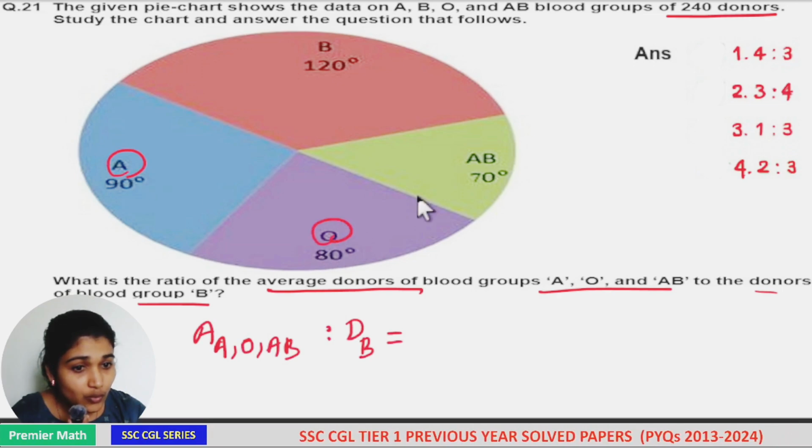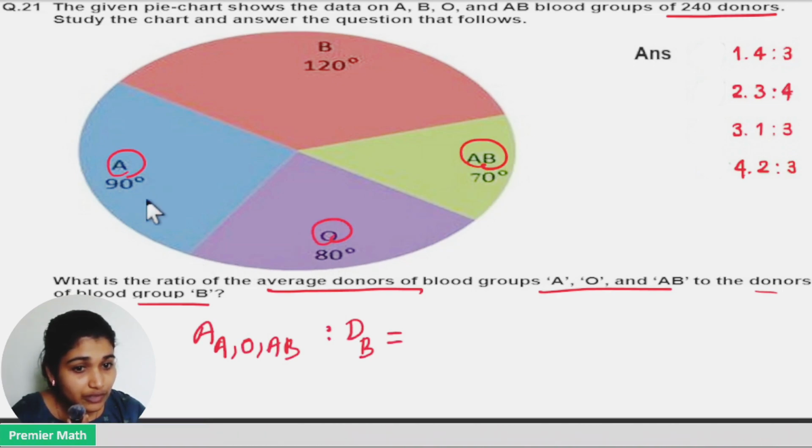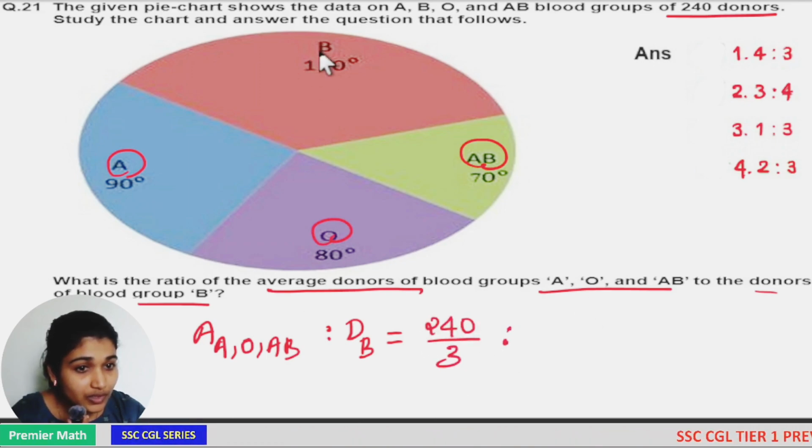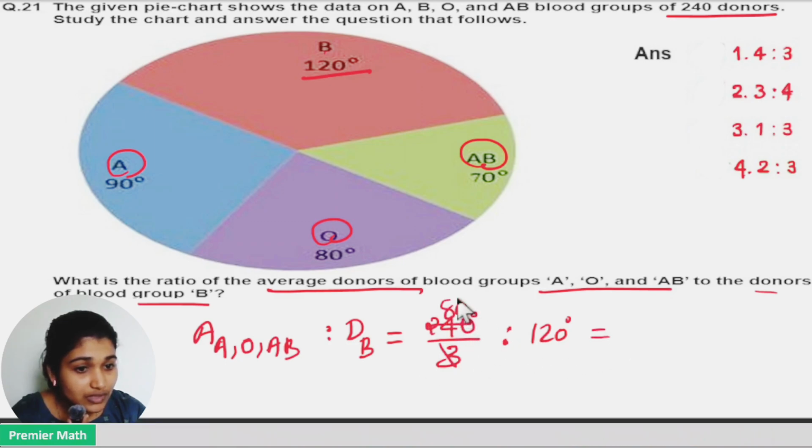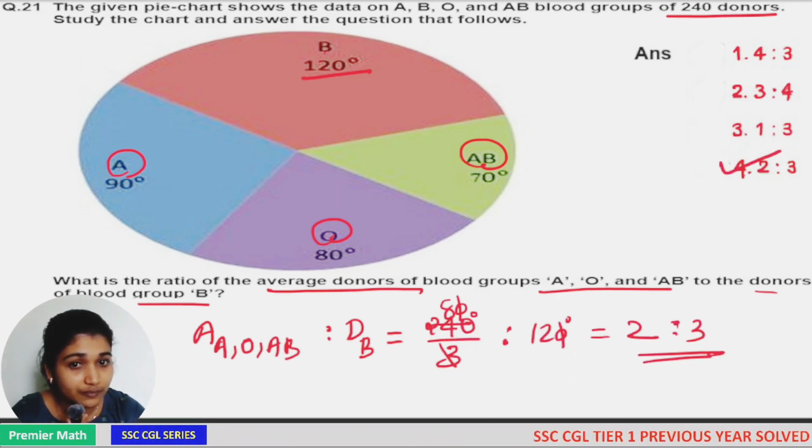Average of AO and AB is equal to 70 plus 80, 150, 150 plus 90, 240. So average means 240 divided by total 3 blood group is to, here donors of B is equal to 120. Now here 3 goes 80 times in 240. So 80 is to 120 means 0, 0 cancel. 4 goes 2 times in 8, 4 goes 3 times in 12. So 2 is to 3, option 4 is your answer.